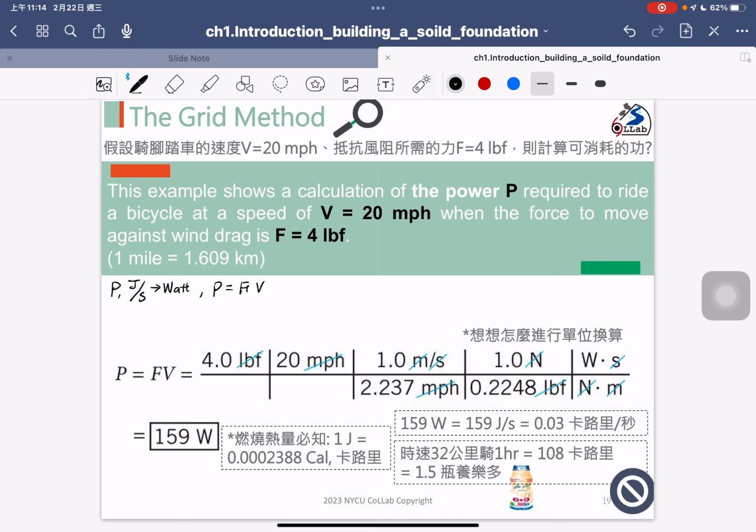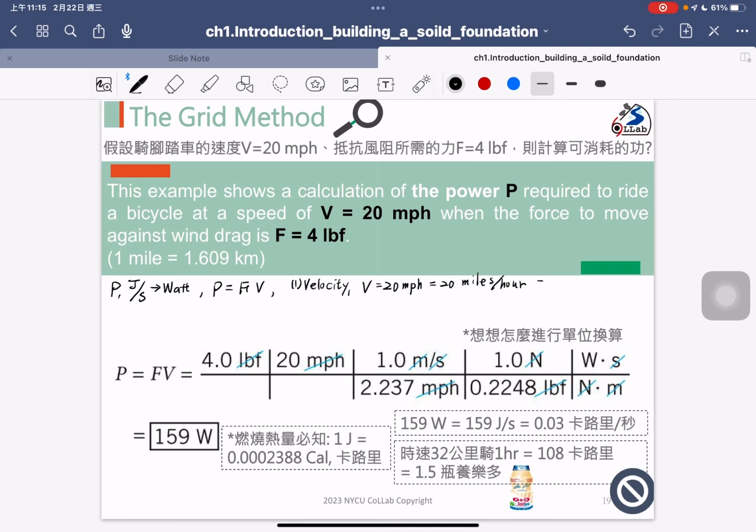Okay, so first I'm going to convert the velocity. I know the velocity v is 20 mph. First we should interpret the meaning of mph here: 20 miles per hour. Our purpose is to convert 20 miles per hour to meters per second. So this is our first purpose.